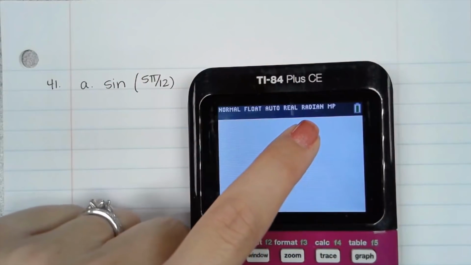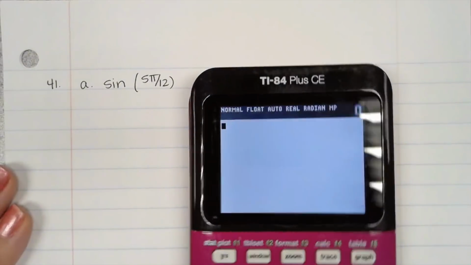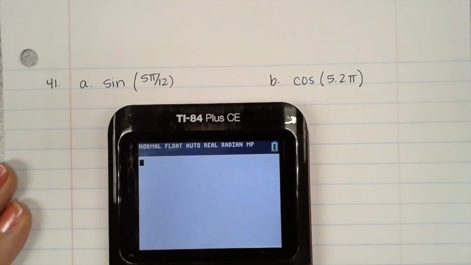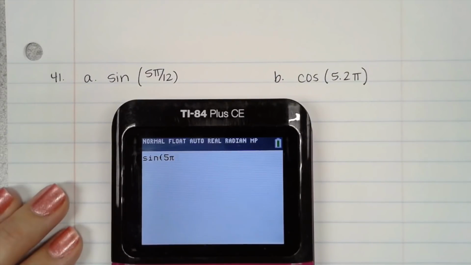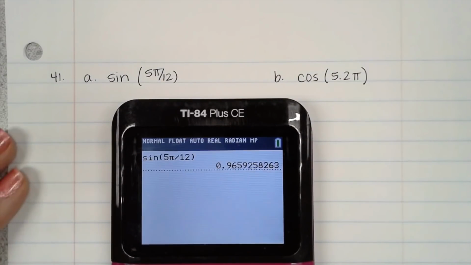And I know it's in radian mode when I look up here and it says radian at the top. So there's no work to show for these ones. You're just typing them into your calculator. So the sine of 5 pi divided by 12 radians, and then rounded to the nearest thousandths. So I'm doing 3 decimal places.